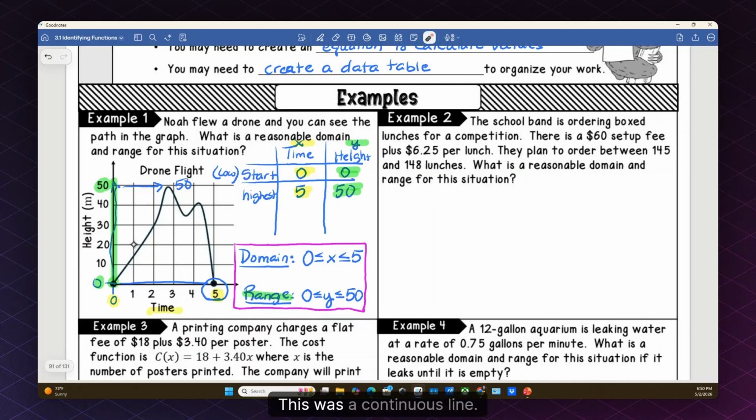Over here, this was a continuous line. We could have any kind of values in between. There's no way to have values in between here. You're either going to get 145, 146, 147, or 148 lunches. There are no values in between. So, I can even write myself a little note here. This is going to be a discrete function.